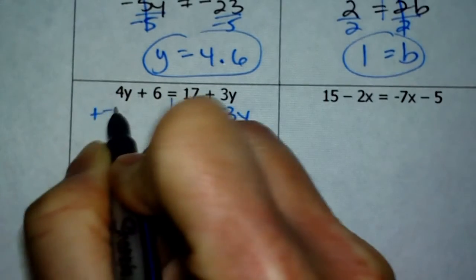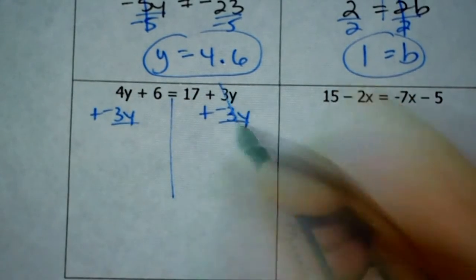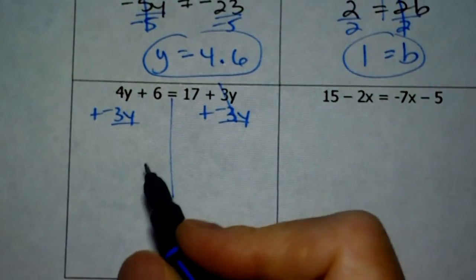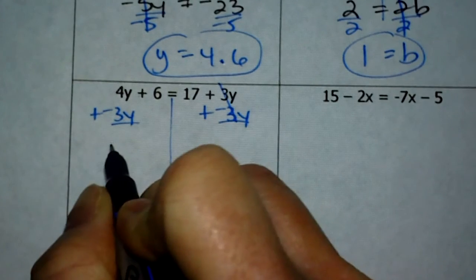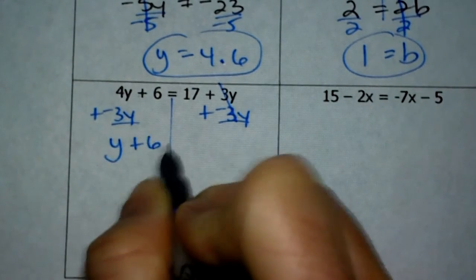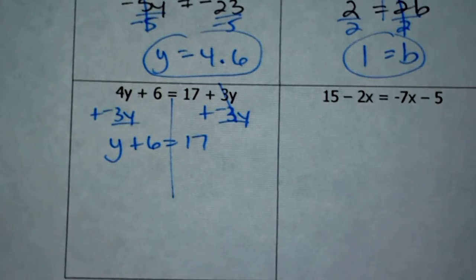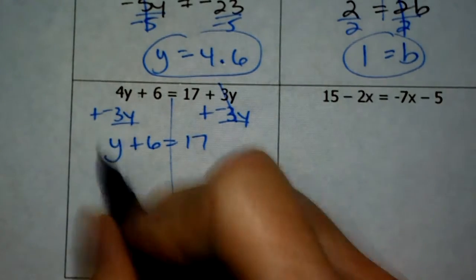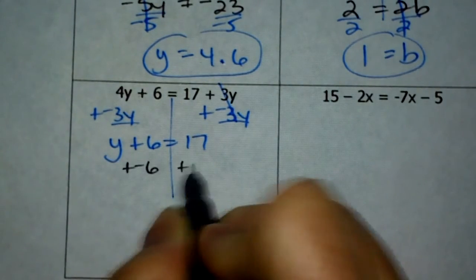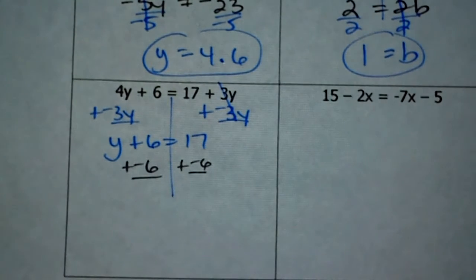Alright, so adding a negative 3y will get rid of that. And like I said, 4y plus negative 3y is 1y, or just a plain old y. And I still have this 6 being added, and that equals 17. Next step, I want y by itself. So I would add a negative 6, because to undo things that are being added, you add the opposite, or you subtract. Same thing, because subtracting 6 and adding negative 6 is the same thing.